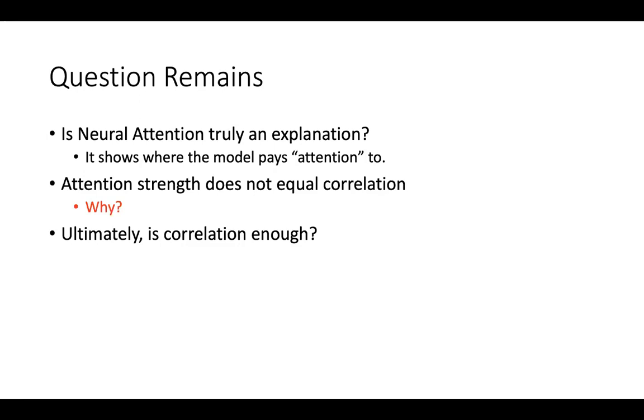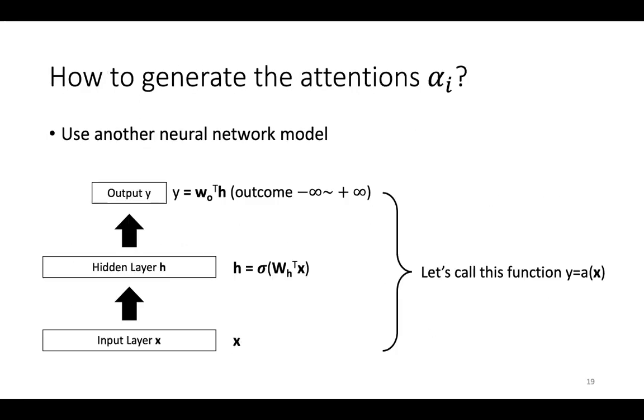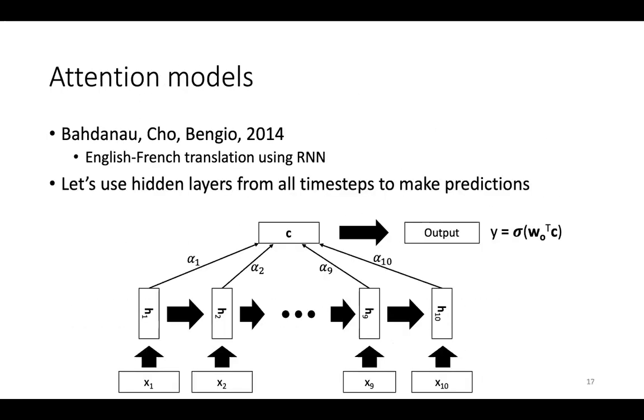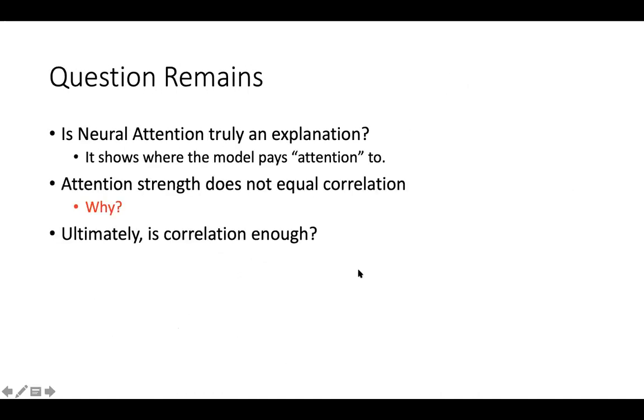So people would say that makes the model interpretable, or explainable. But the attention strength does not equal correlation. So just because there's a strong attention to some input, for example, let's say that out of all the alphas, alpha 2 was 0.9, and all the others were like 0.01 or something. That does not mean that H2 has a positive correlation with the output Y. Why is that? Can anybody answer? Why does attention strength not equal correlation?